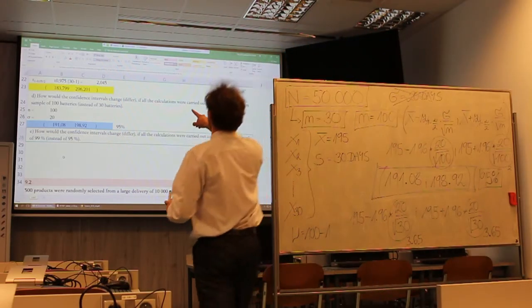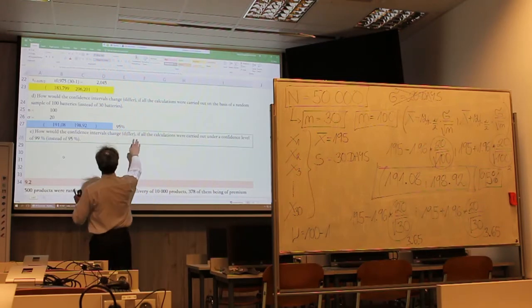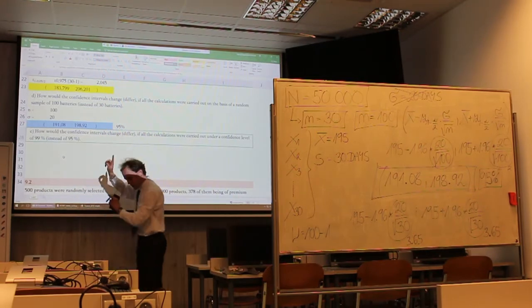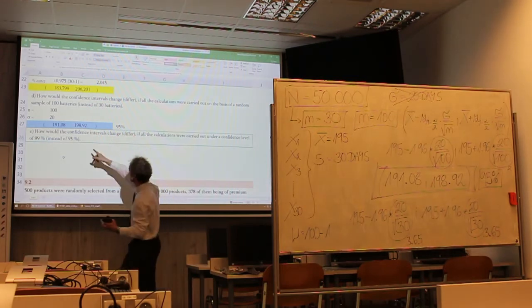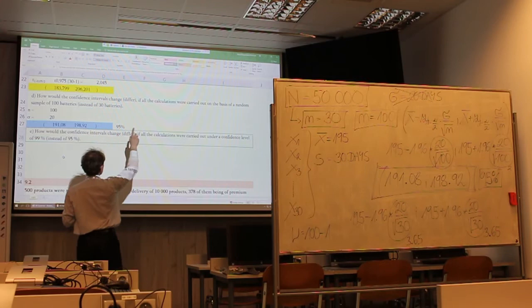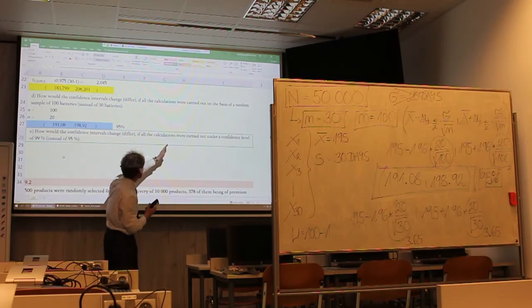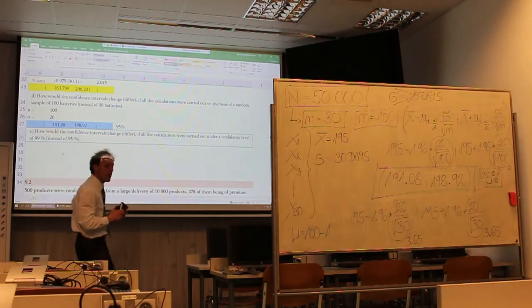Okay. How would the confidence intervals change? Confidence intervals. I will show you one change, only one. You can calculate the same with the second interval at home. So how will the confidence interval change if all the calculations were carried out under a confidence level of 99%?